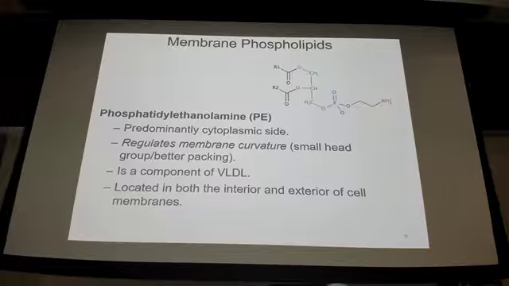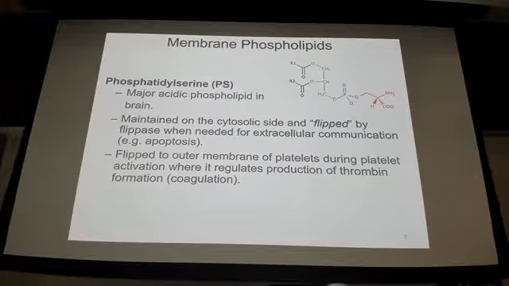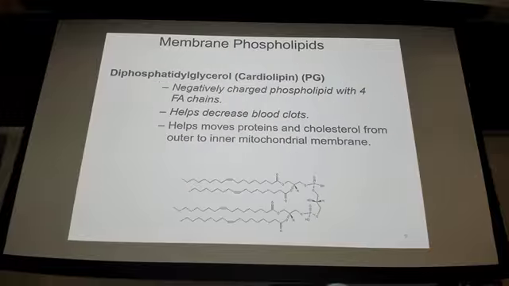Phosphatidylethanol, yes. Sir, if we can go back onto the diphosphoglycerol. Yes. So you said that it helps with blood clotting, or does it decrease blood clots? I'm sorry. So it's found on cells. It's found on blood platelets. So it helps decrease blood clots.